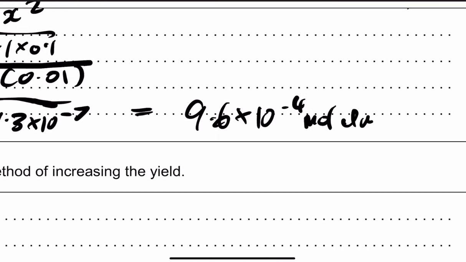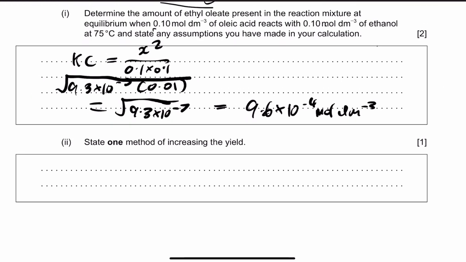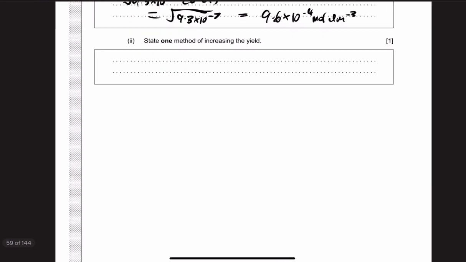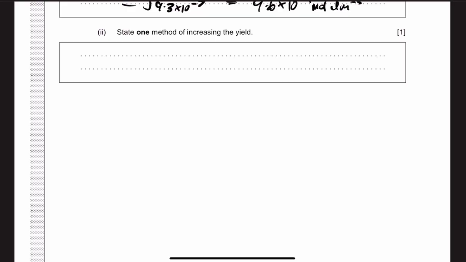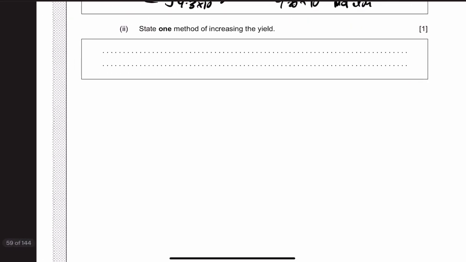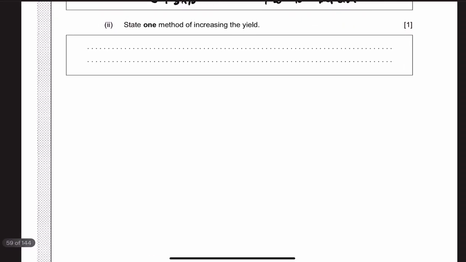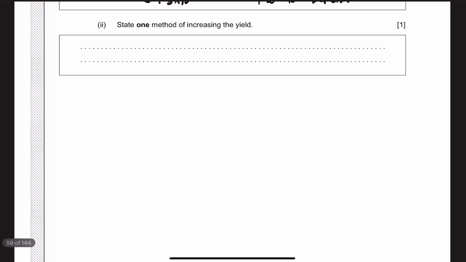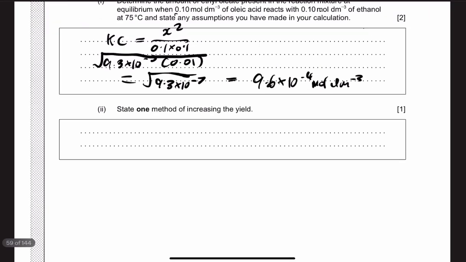Mole dm minus 3. Yeah, nice. State one method of increasing the yield. There's so many ways you can think about this. I was just trying to think in my head what I would say. Yeah, it's quite a general question.